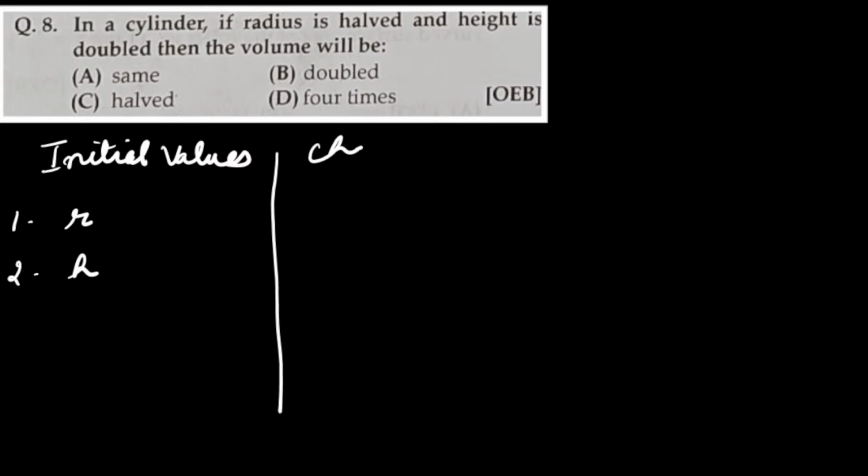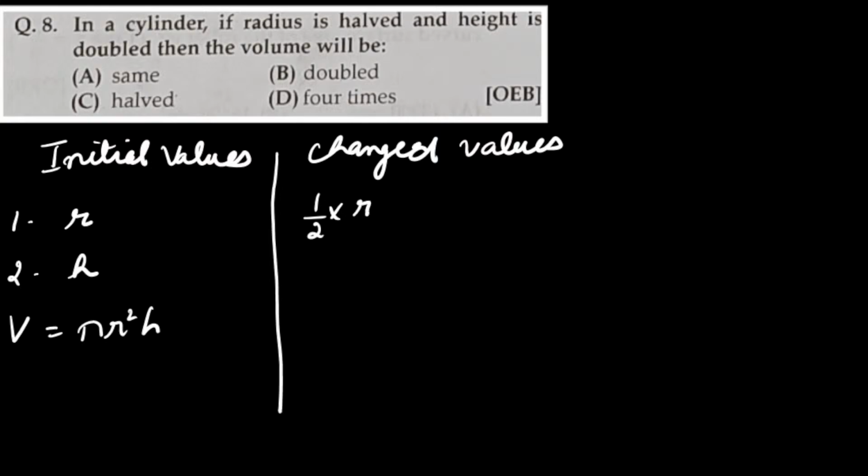Then the changed values I'm writing, because then the volume. So volume also I'll write. What is the formula for volume of a cylinder? Pi r square h. So this will be the initial volume, pi r square h. Now the changed values: radius is halved. If earlier it is r, now it is half of r, so r by 2. And height is doubled, which means 2 times. If earlier it is h, now it is 2h.